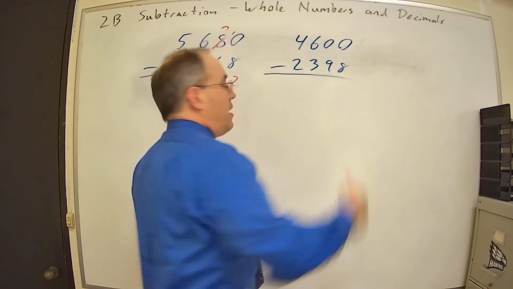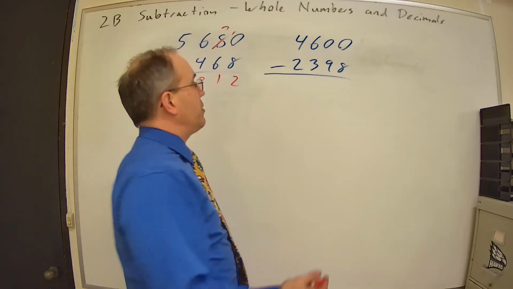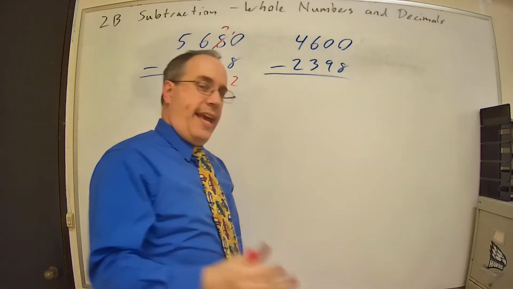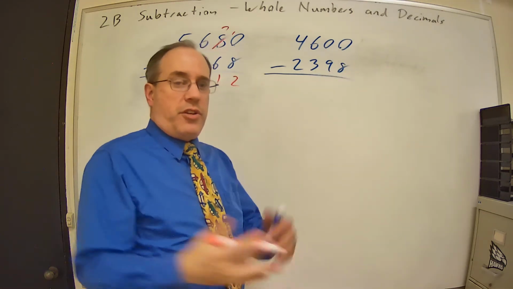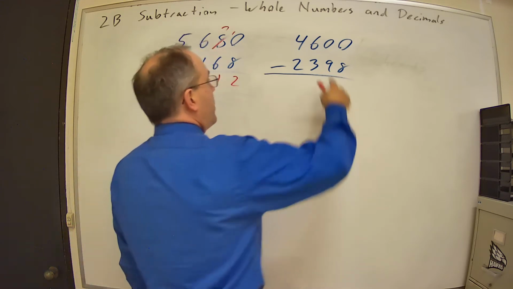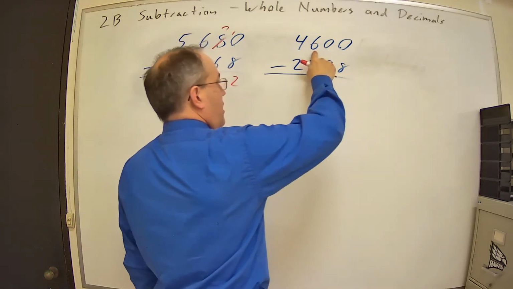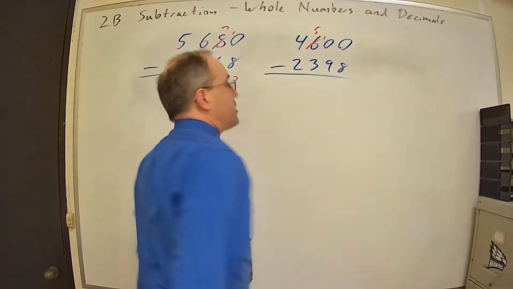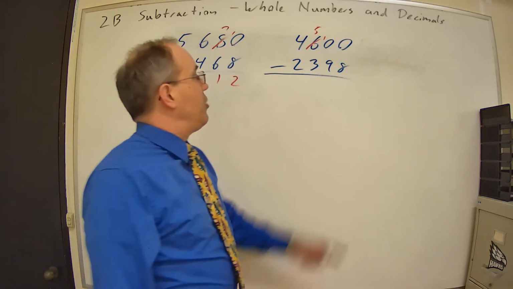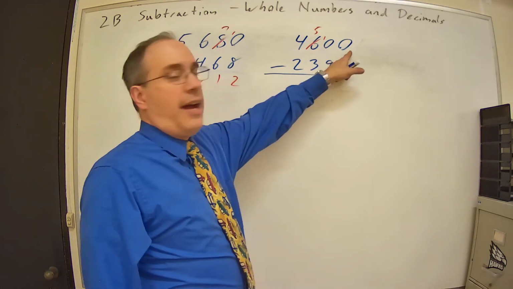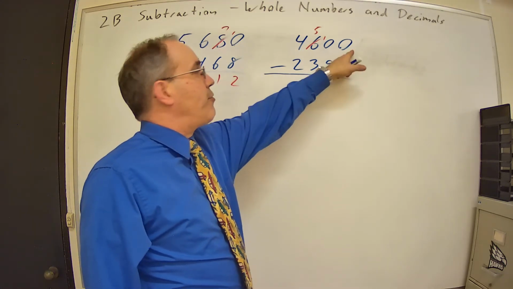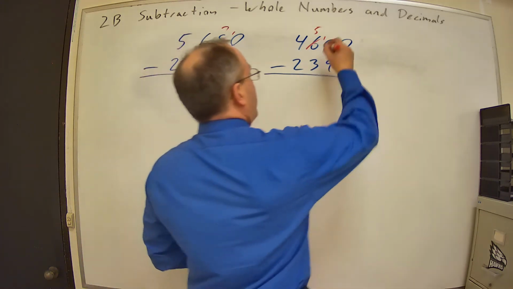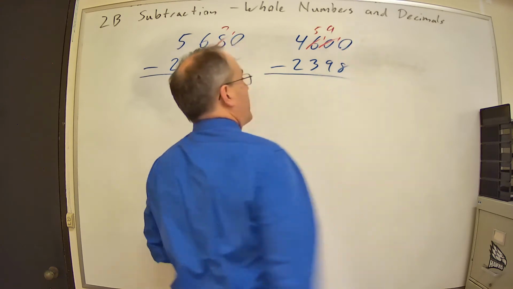0 minus 8. I can't subtract 8 from 0, so I'm going to have to borrow from this 0. Well, I can't borrow from 0 because 0 is nothing. So I'm going to have to borrow from this 6. So if I borrow from that 6, I get a 5, and this becomes a 10. Well, that's great. I've got a 10 here. I still need something here. I can't subtract 8 from 0. So what am I going to do? I'm going to borrow from this 10, which is going to turn it into a 9 and make that a 10.